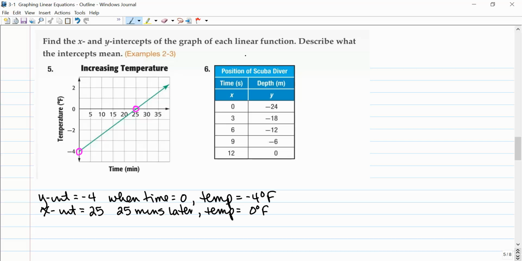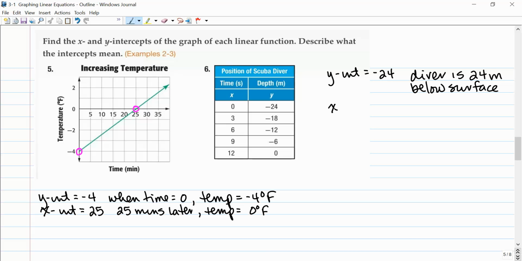Okay, now we have values in a table, and this describes the position of a scuba diver. My independent variable is my time in seconds. My dependent variable is his depth in meters. So right here where x is 0, that's going to give me my y-intercept, which is -24. And that means when they started taking the data, the diver was 24 feet below the surface of the water. Or, I'm sorry, 24 meters below the surface of the water.